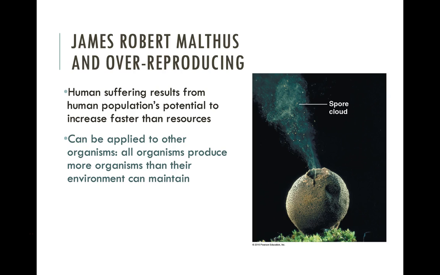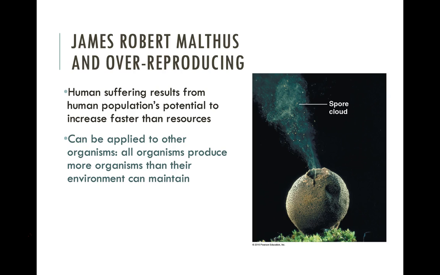Also, a little bit before Charles Darwin was a man named James Robert Malthus. Malthus was actually an economist, not a biologist or an evolutionist, but he proposed that human suffering often resulted from a competition for resources, so that the human population was growing so fast and increasing faster than its resources, and that this was causing a lot of the strife and pain and heartache for human populations, that there were simply not enough resources to go around.